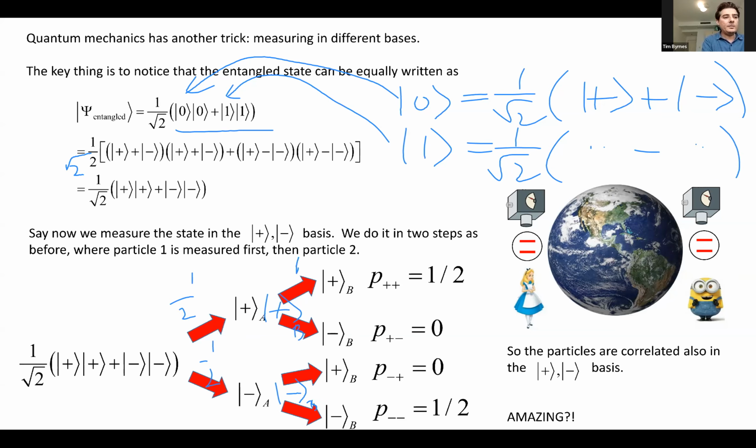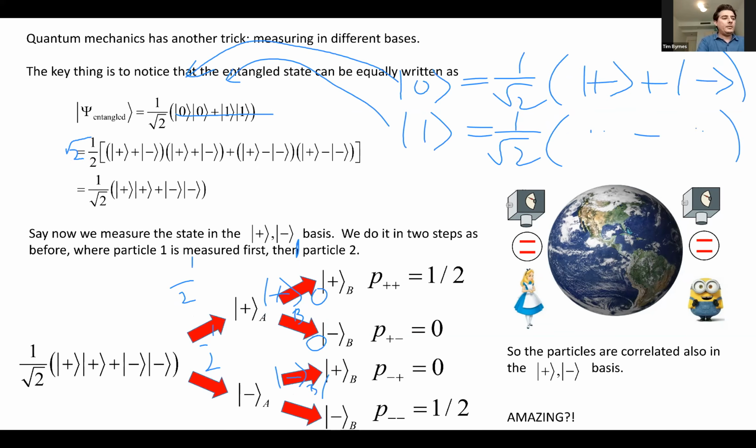Probability of the second one here will be 1, 0, and this will be 0, 1, and then exactly the same kind of calculation. We'll get these same probabilities. So this time, is this amazing?